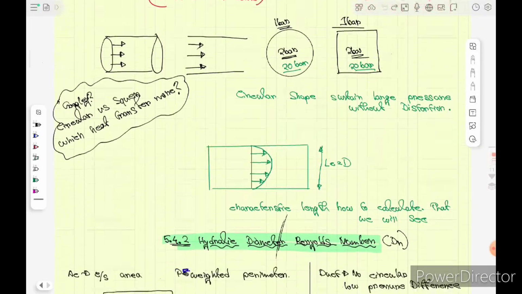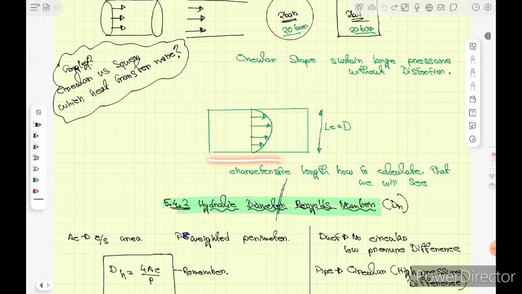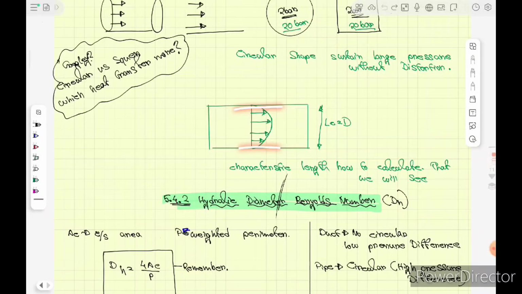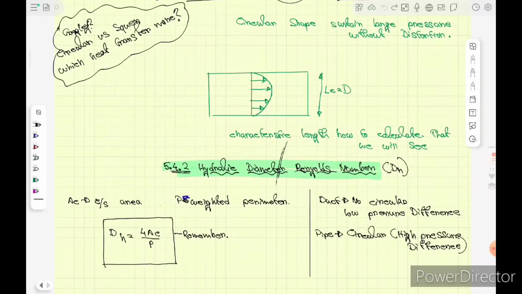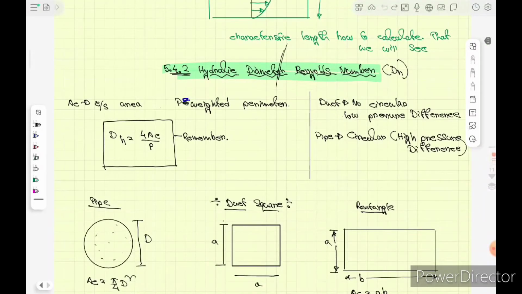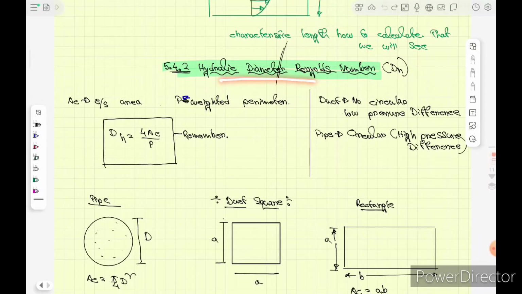Now look at this picture. What is happening? As there is friction in this upper and lower layer, because it's a pipe, they are connected. So in the boundary layer the velocity is more. The characteristic length Lc that we are taking is the diameter D. And first, the hydraulic diameter, so we are converting to DH, hydraulic diameter.